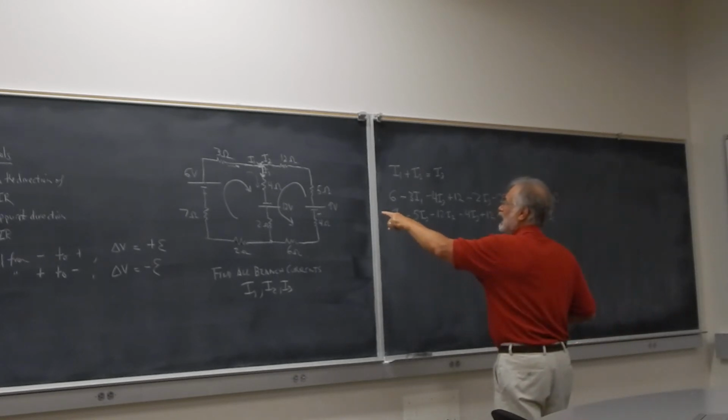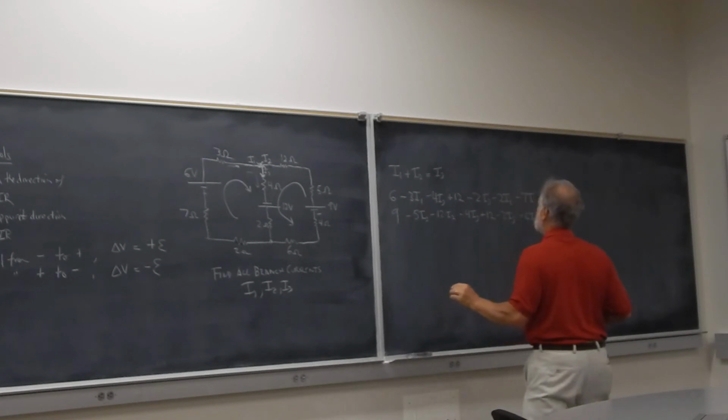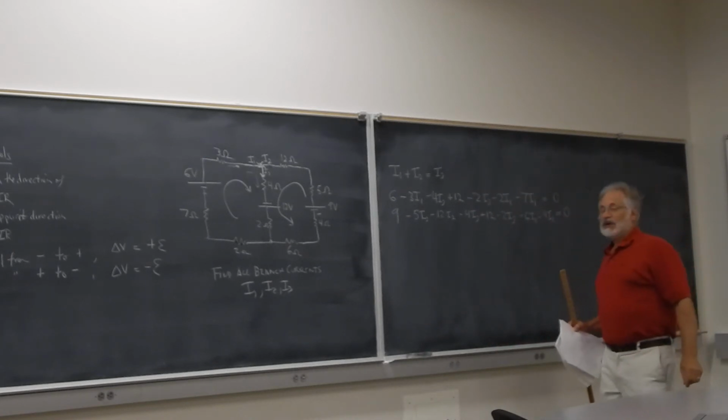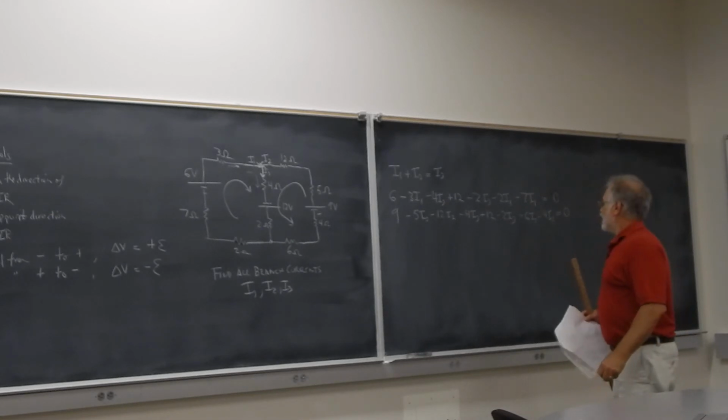I'm traversing the 9 volt battery. Oh, I'm back to the 9 volt battery, so I'm done. This all equals 0. Notice I have 3 equations and 3 unknowns.